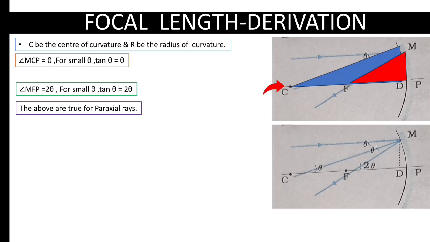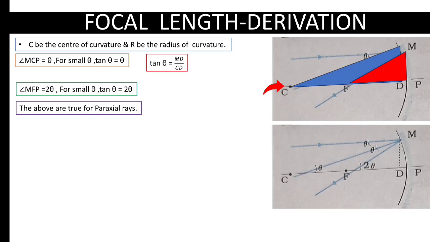The above are true for paraxial rays. Paraxial rays means the incident rays are near to the pole on the mirror. So those are the paraxial rays. Here we are taking paraxial rays. That's why the above triangle MCP and triangle MFP relations are true.